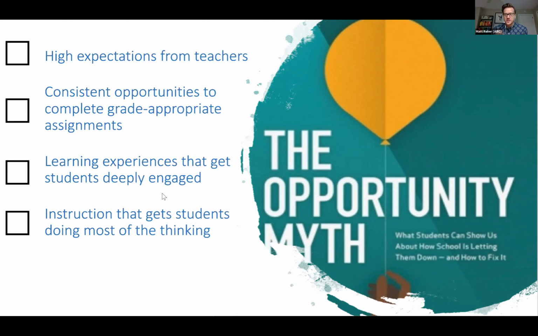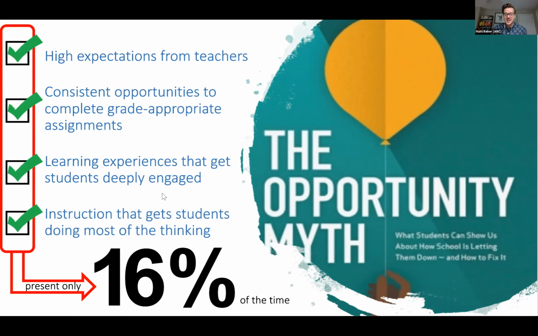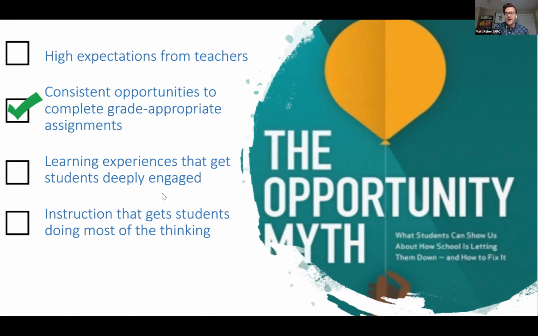How do we make sure students are doing the thinking? Now, of course, we would say, yeah, all 4 of those things I'm in complete agreement with and I want to do it. But what the opportunity myth found in their thousands of classrooms observed is that those 4 things are present only about 16% of the time. And I really want to go back to this second one about consistent opportunities for grade level appropriate assignments. Because what's so intriguing about this one is that if we're not doing the work that's at grade level, we are wasting a lot of time. Students spent more than 500 hours of the school year on assignments that weren't appropriate for the grade level. And that's equivalent to about 6 months that's just wasted.